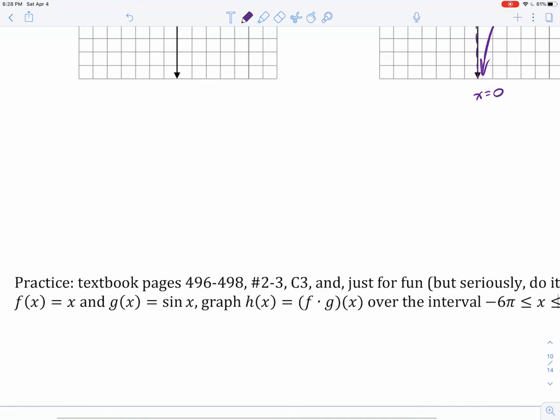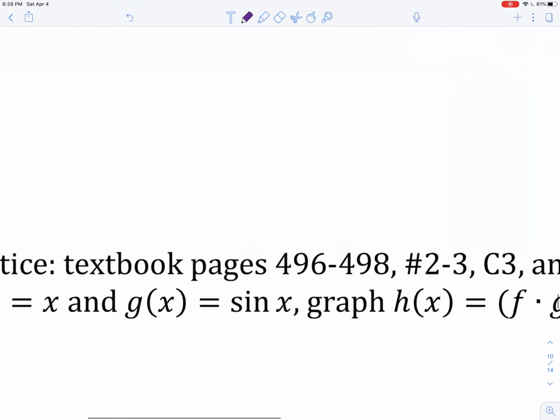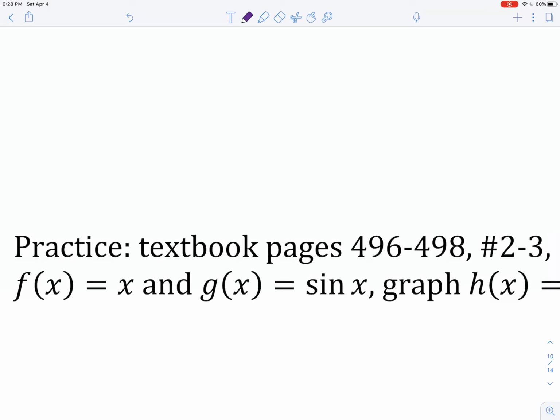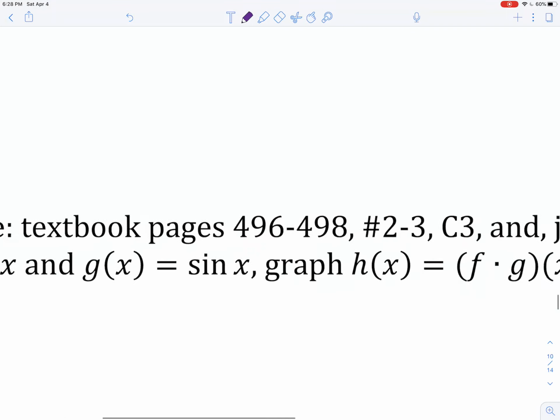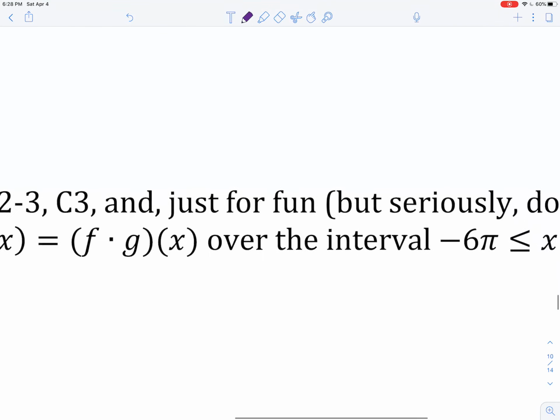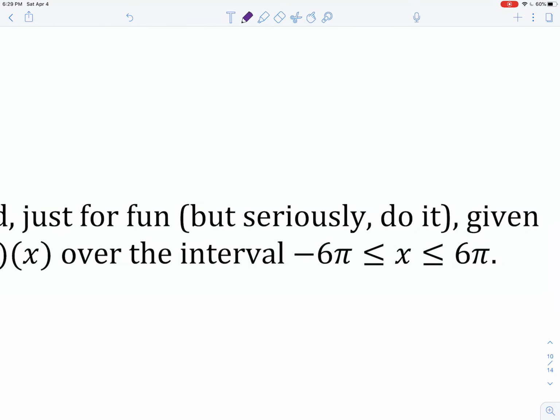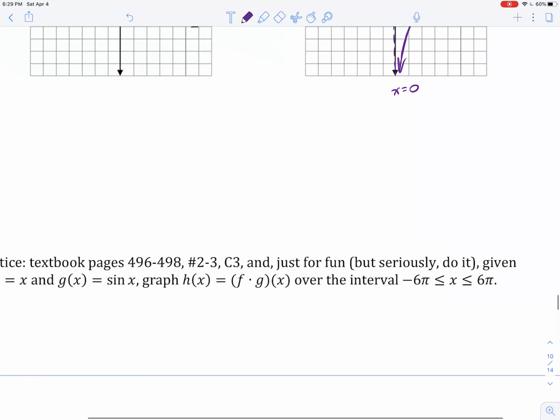But just for funsies, try this one, x times sine x. It's a pretty graph. It's probably one of my favorite graphs of all time. Do the product of those two functions. It's just glorious. Pro tip, just make sure that your horizontal and vertical scales are kind of using the same tick mark is what I'd recommend. And that's all that. See what you got.